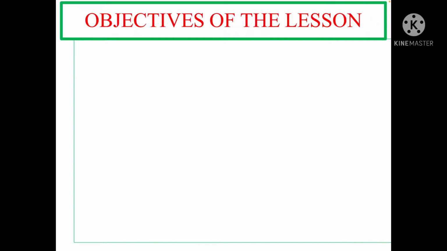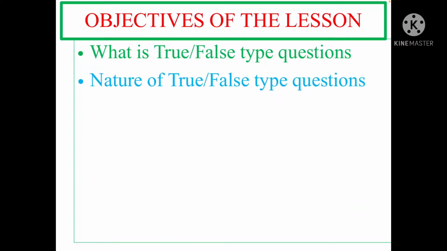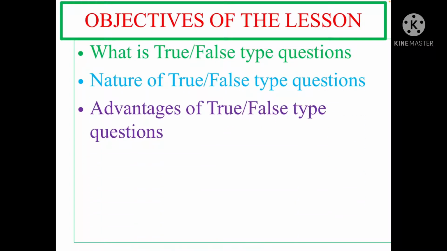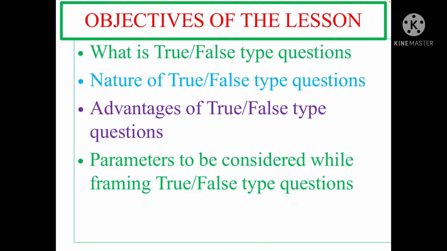So our objective of this lesson is to know what true-false type questions are, what the nature of true-false type questions is, the advantages of true-false type questions, and the parameters or the rules to be considered while framing true-false type questions. What are the parameters a teacher should observe or know so that he or she will frame good true-false type questions. And then we will do some activity, some questions will be there and you have to answer them.